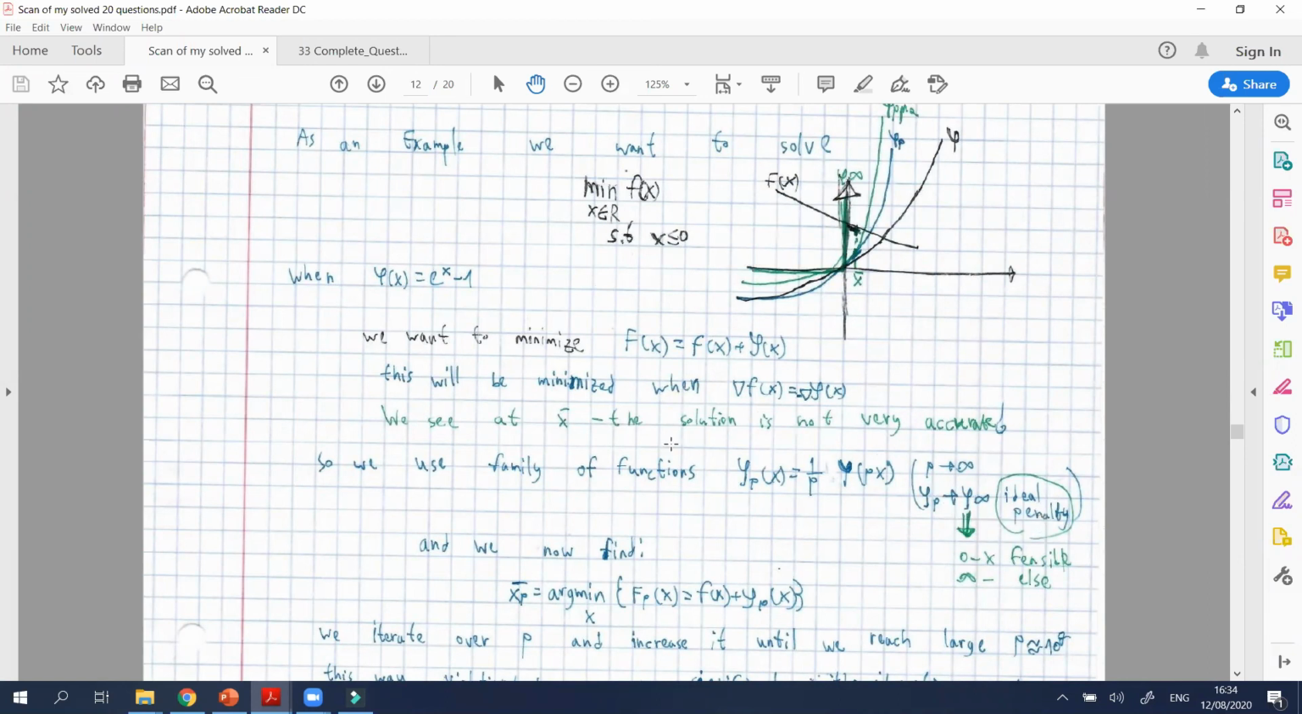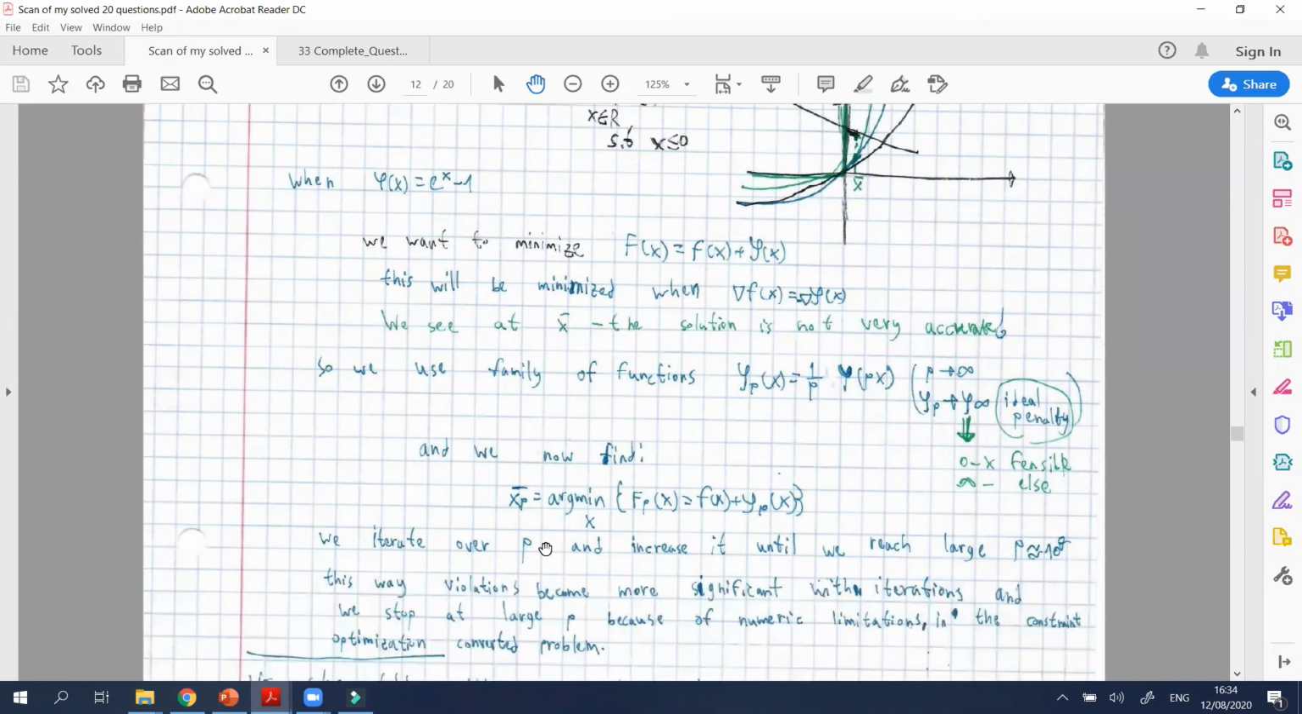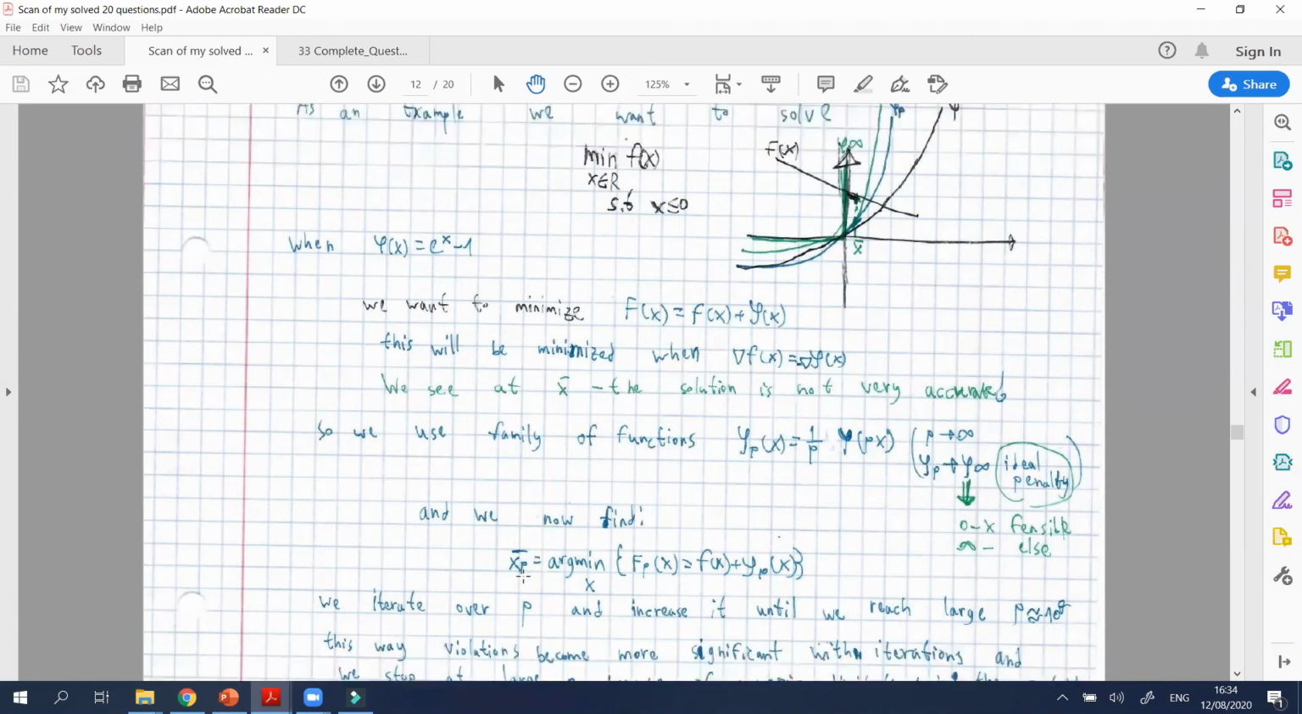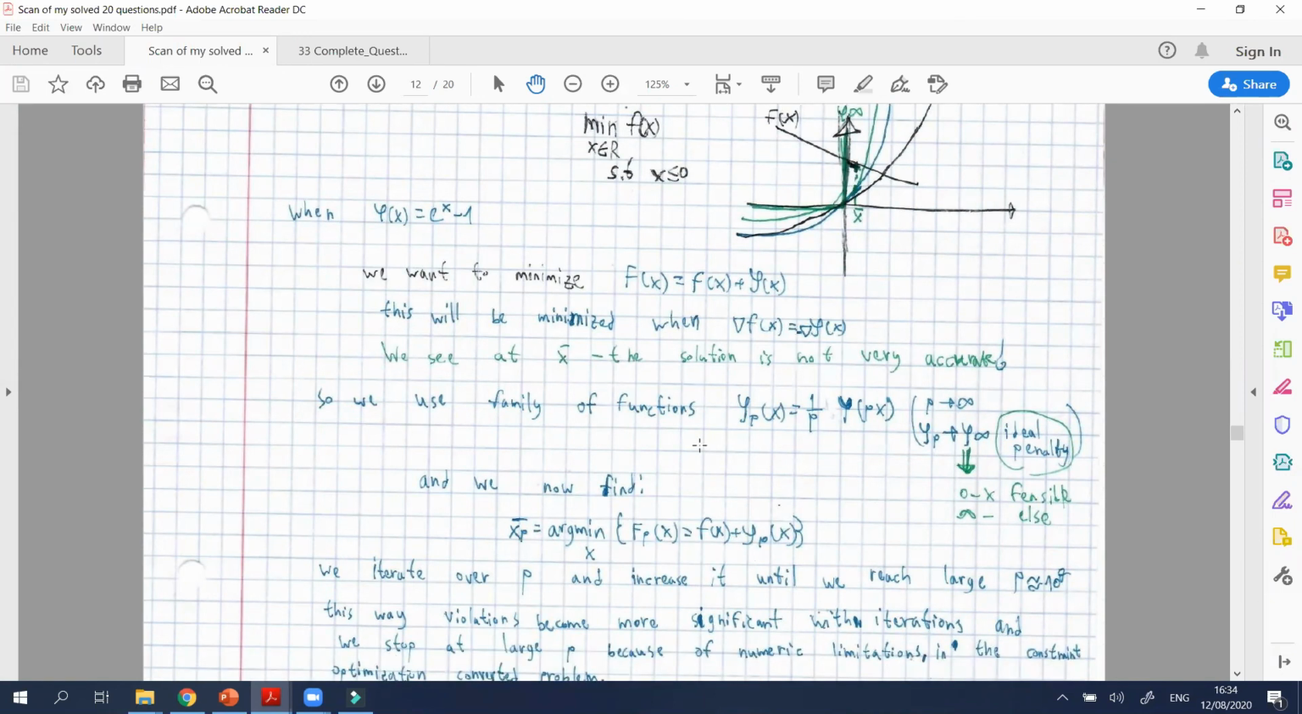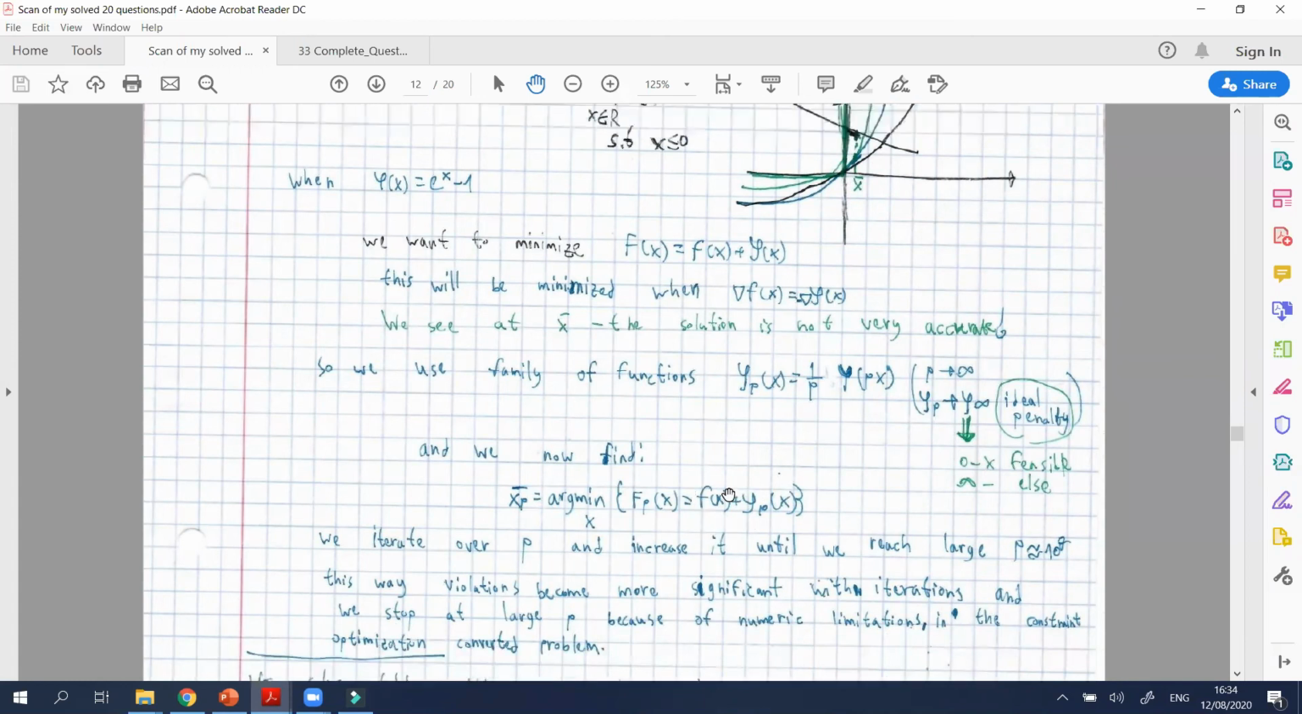And so now we want to find the x, and we can subscript it as p, which is the optimal point for this function, using the cost p function. We can actually iterate over p and increase it until we reach some large p, and the violation becomes more significant with the progression of iterations.